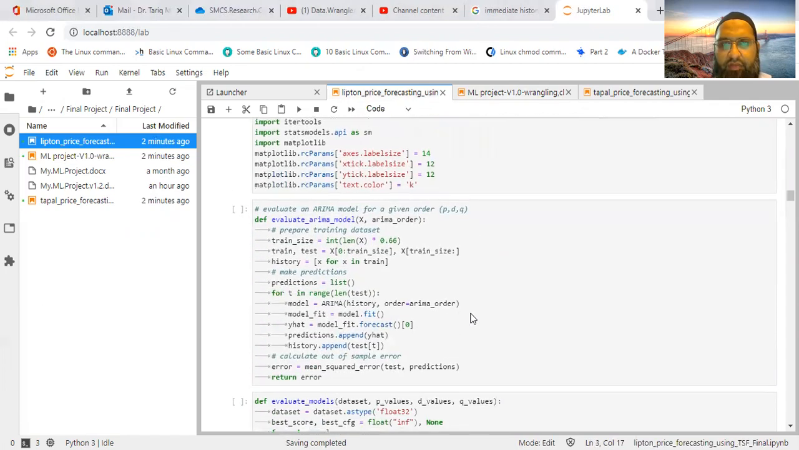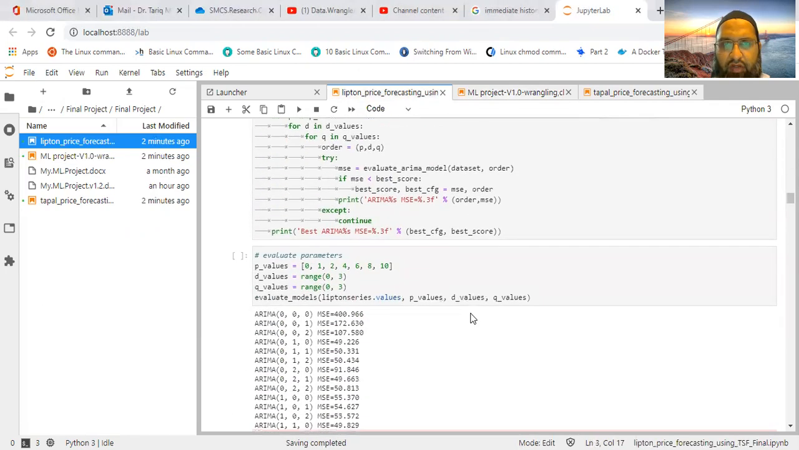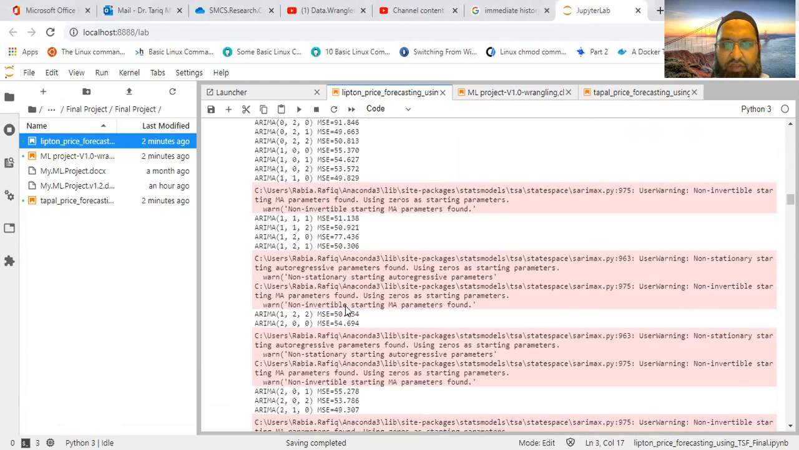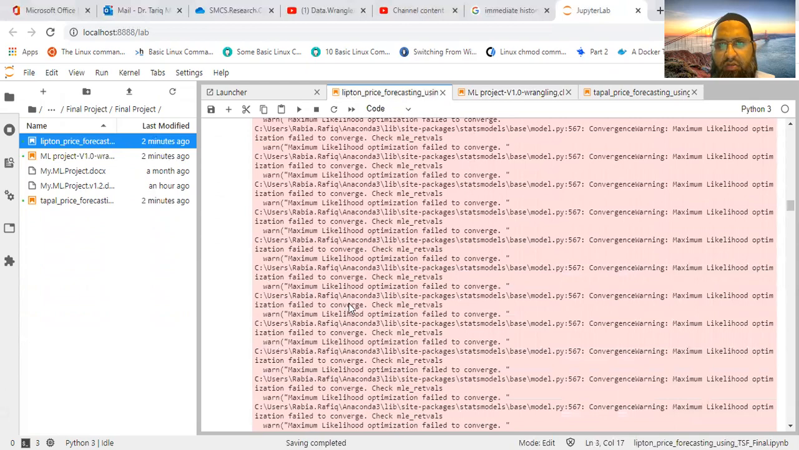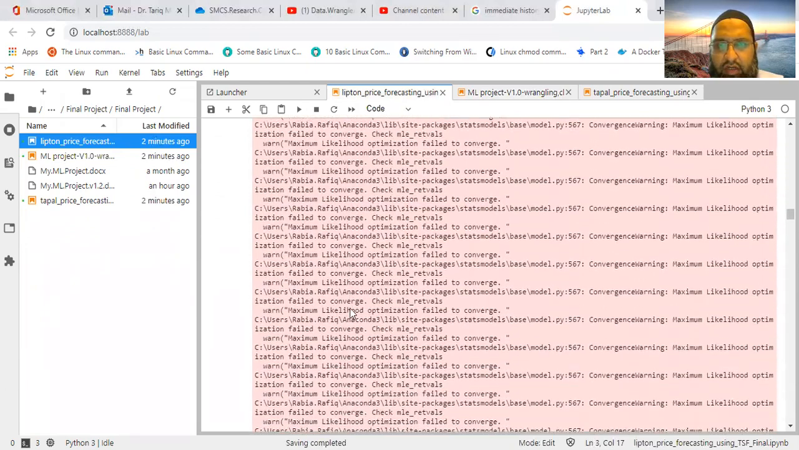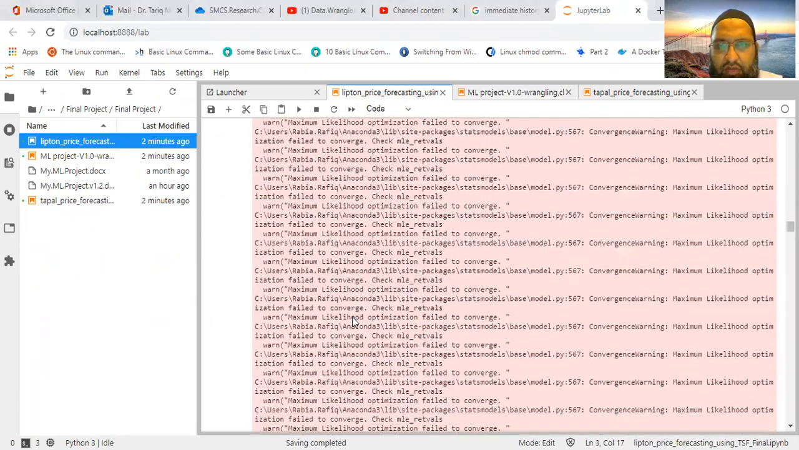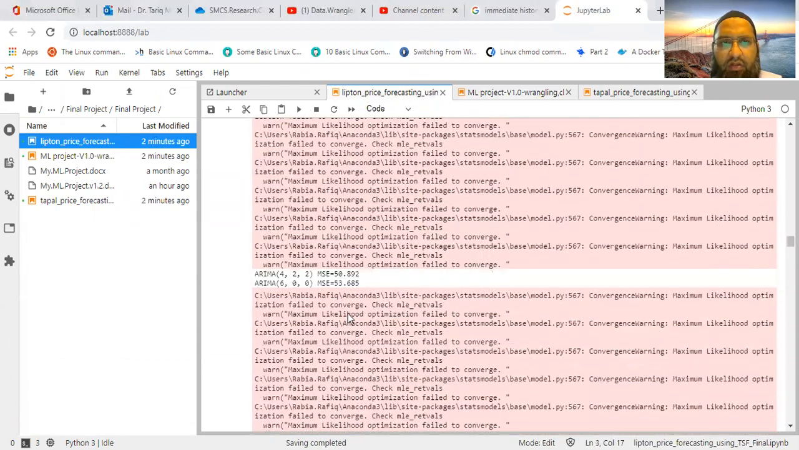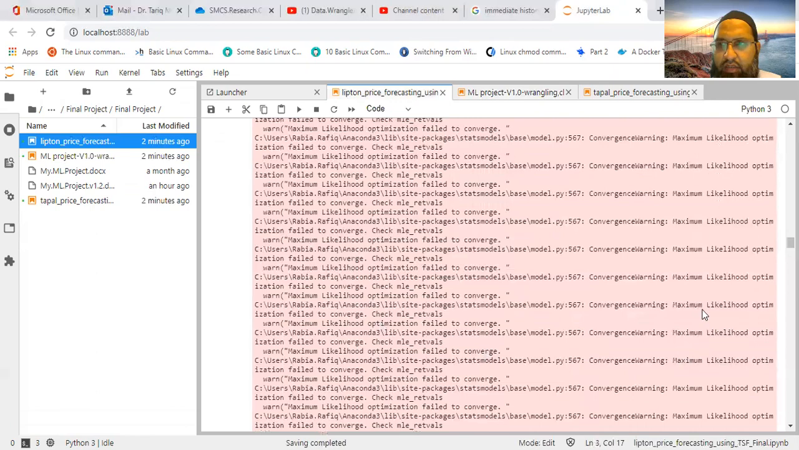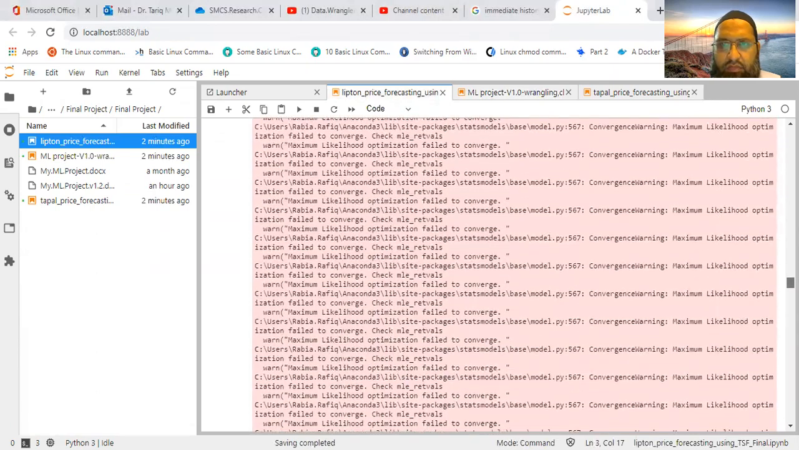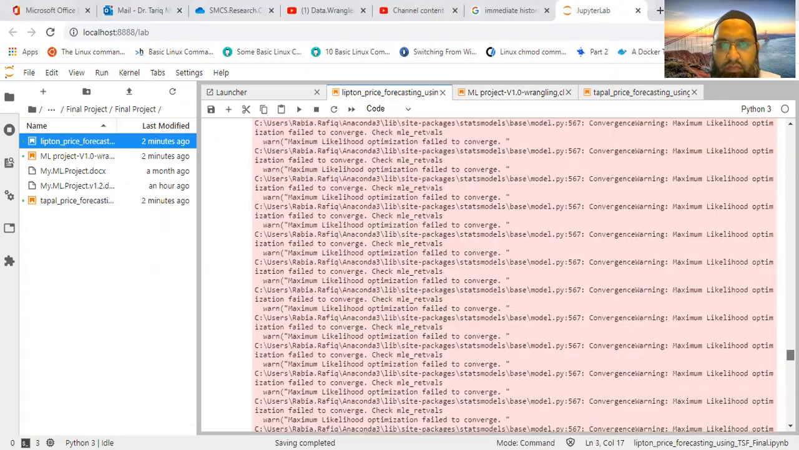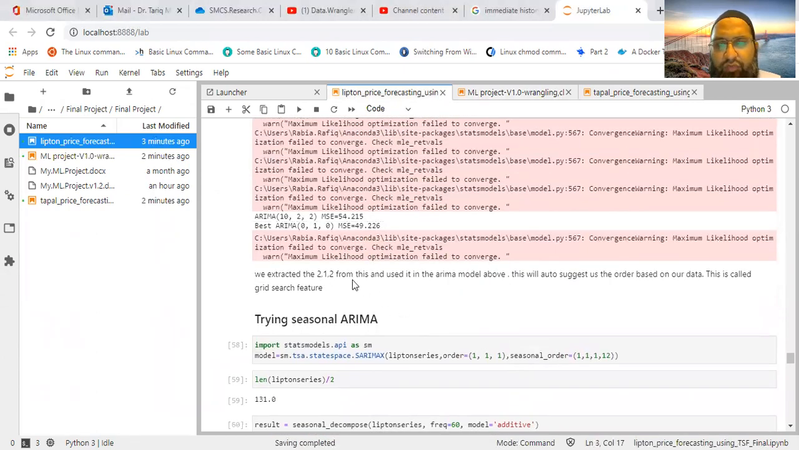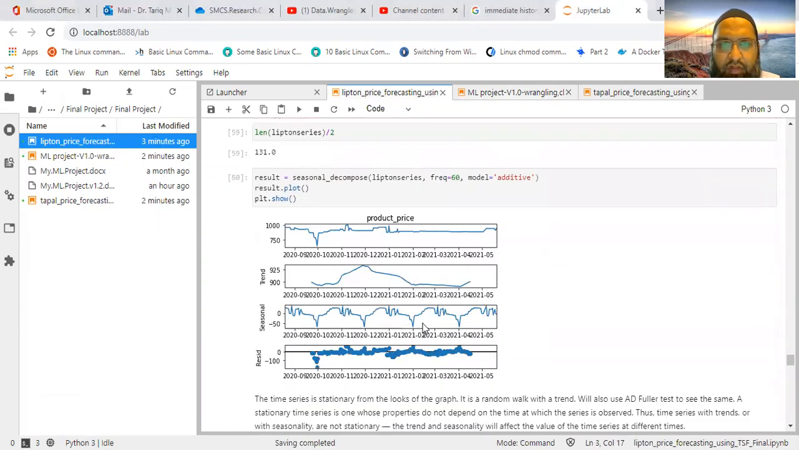Okay. So we can do the grid search to find the different values of P, D, Q, and obviously we can check the mean squared error which is being reduced. There are a lot of warnings here. There might be some errors as well, so we just have to see what is happening here. So let's see which is there: 212 from this, and used it in the ARIMA model above.